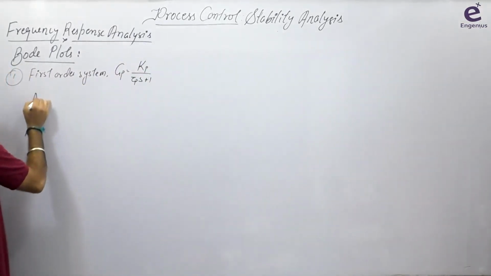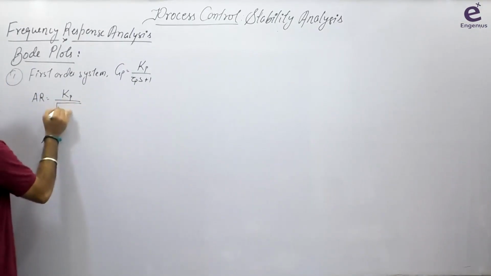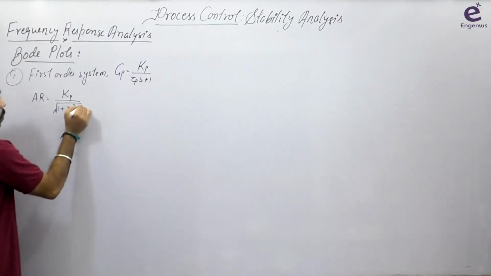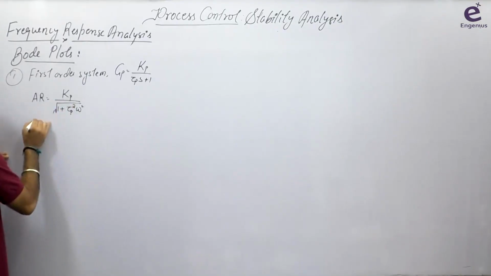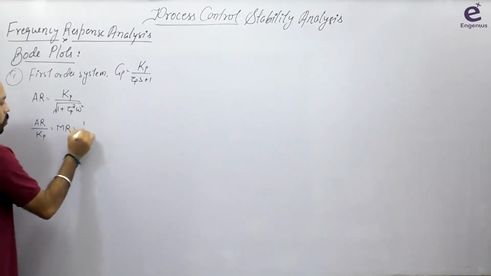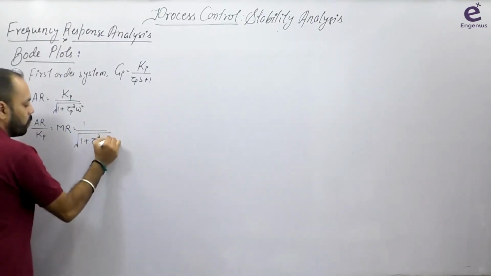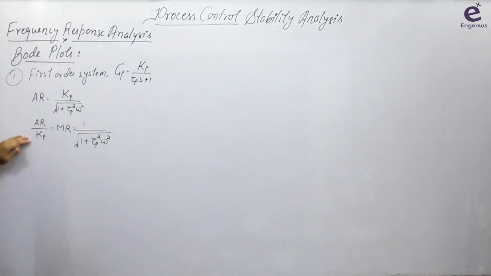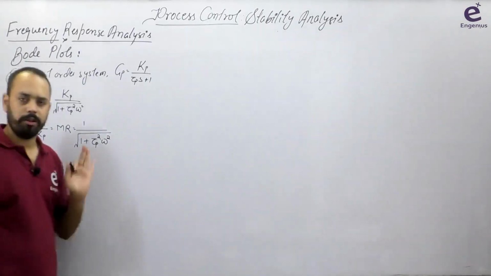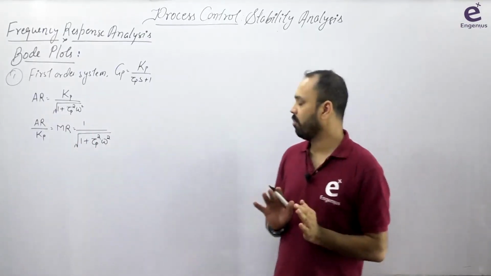So, first order system Gp. Do you remember what the value of AR was? AR was equal to Kp divided by root of 1 plus tau p square omega square. Correct? It can also be written as AR by Kp, and this AR by Kp is called the magnitude ratio, MR. AR by Kp is equal to MR is equal to 1 divided by root of 1 plus tau p square omega square. Fine. This is how we can differentiate between AR and MR. Correct? So this is the magnitude ratio.